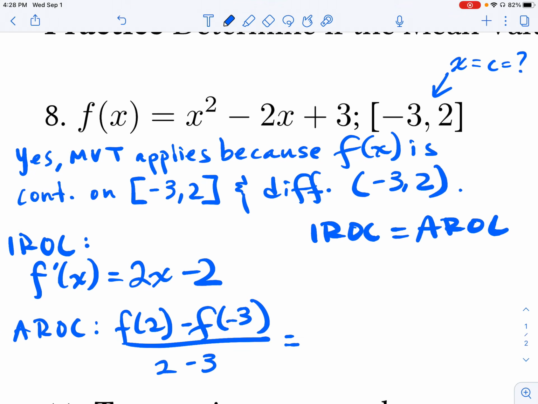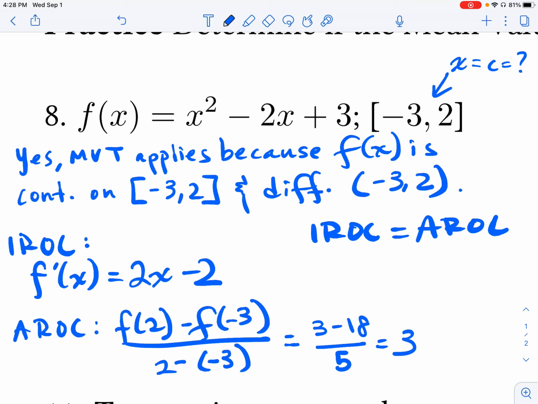If we break that down, what do we see here? This would be 3 minus 18. So f of 2, if we plug that in, is 3. F of -3 is 18. All of that over, oops, I made a mistake down in the denominator. I apologize. Sorry for the confusion. It's 2 minus -3. The endpoint was -3. So this is going to be 5. So -15 over 5 is equal to +3.